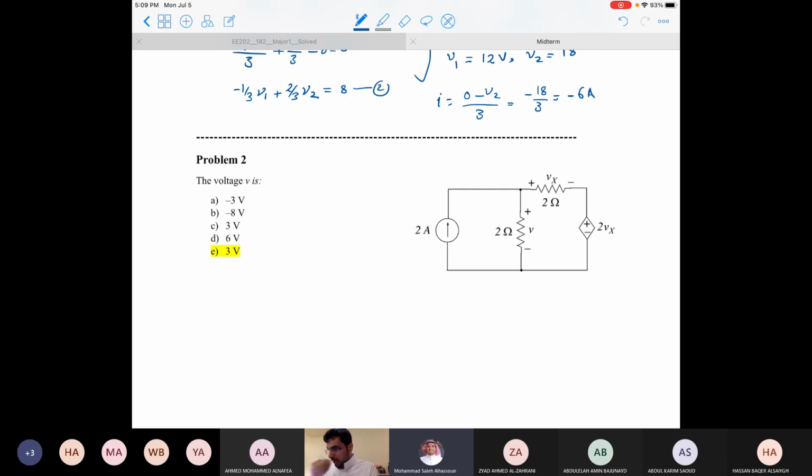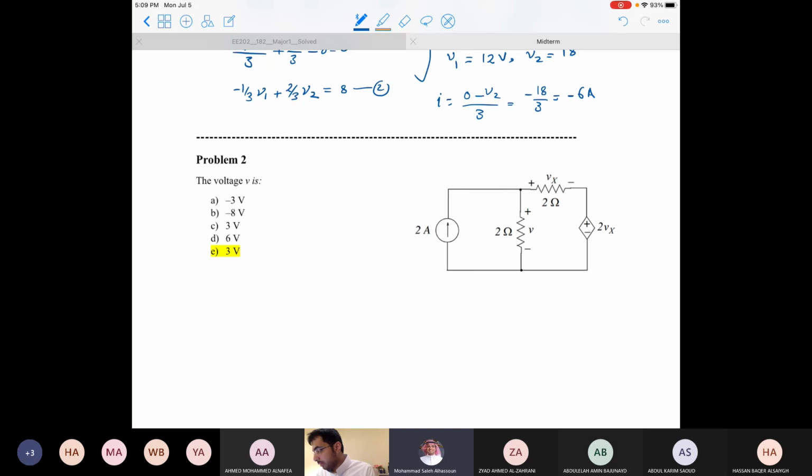So in this circuit, we are asked to find the voltage V, and we are given the circuit, and it's a multiple choice question. So what's the best way to approach this problem? There are multiple ways actually. You can apply node voltage method, and this is going to give you the value of V, or you can apply mesh current method. You can apply KVL and KCL and see what's going on.